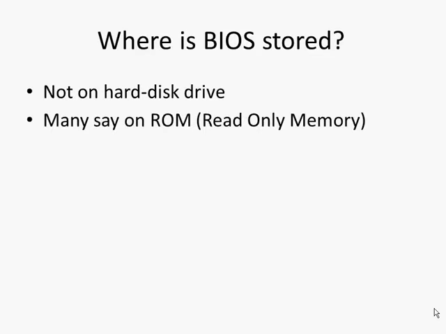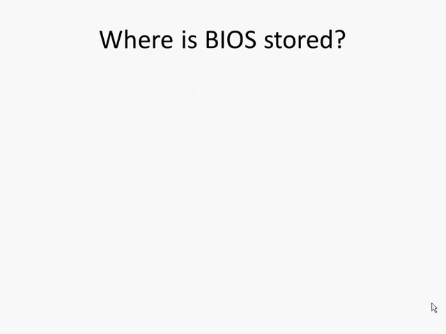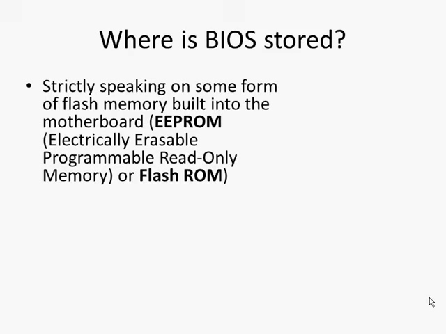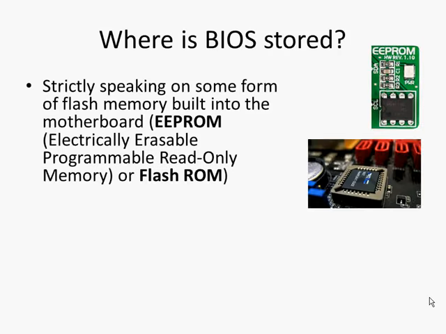Many people say it is stored on ROM, read-only memory, which might get people thinking a little bit, how can it be stored on something that is read-only when we are allowed to change its settings? So, strictly speaking, BIOS is stored on some form of flash memory built in to the motherboard. This might be EEPROM, electrically erasable, programmable, read-only memory, or flash ROM. These might look like those, and although they have the term ROM within their names, which suggests read-only, they aren't actually read-only.